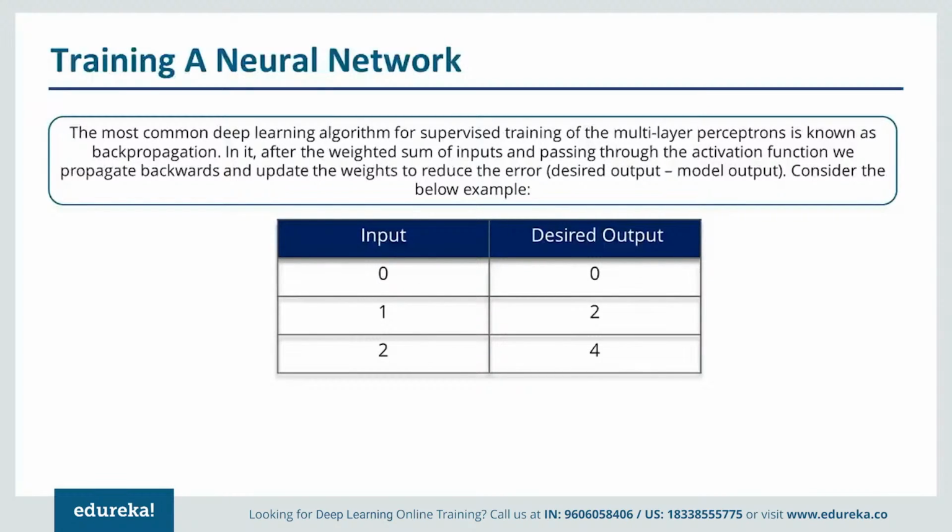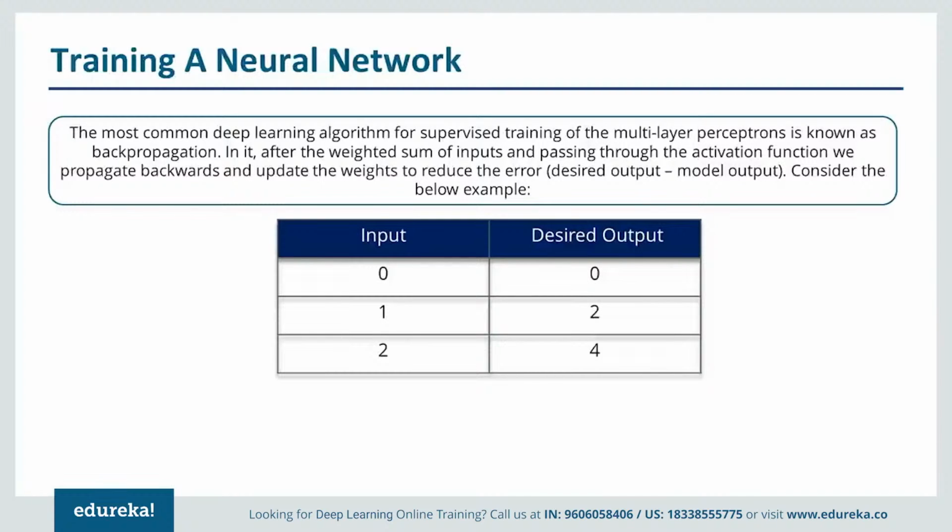So what happens in backpropagation: after the weighted sum of inputs passes through an activation function and we get the output, we compare that output to the actual output that we already know. We figure out how much the difference is, we calculate the error, and based on that error we propagate backwards. We see what happens when we change the weight. Will the error decrease or will it increase?